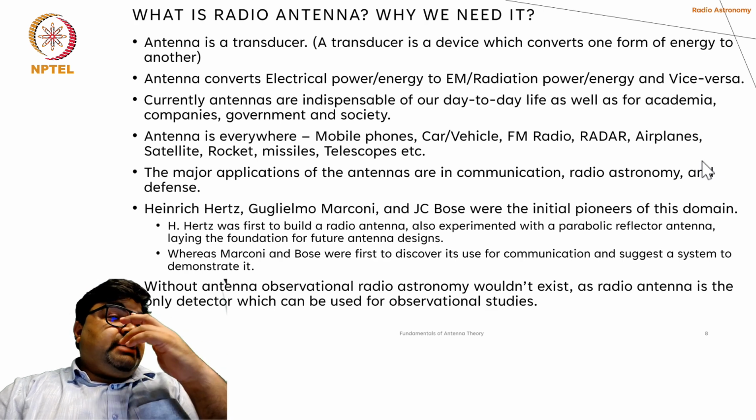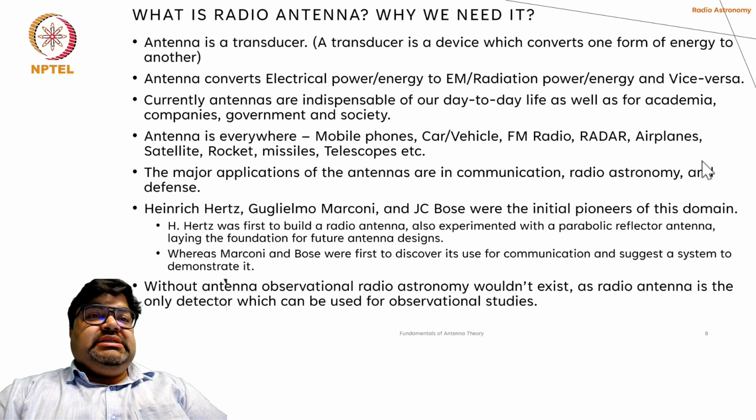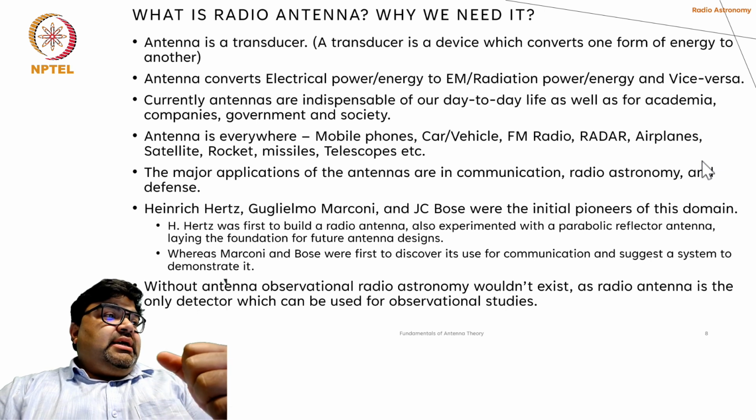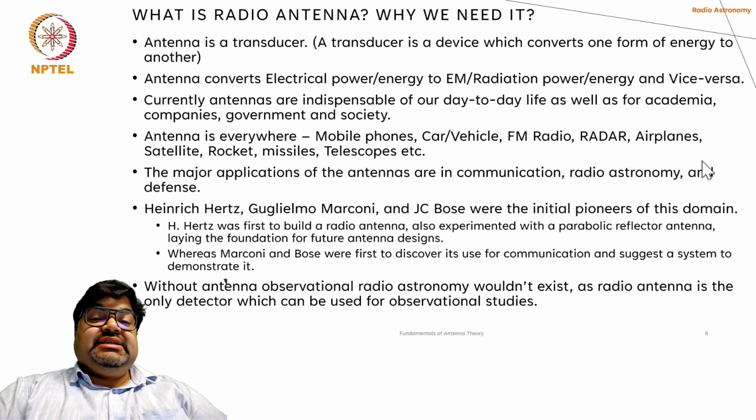So that's why the antenna is the most important receiving element for radio telescopes. Antennas are indispensable for day-to-day life, for academia, companies, government, and society. Apart from radio astronomy, antennas are everywhere: in mobile phones, in cars, vehicles, aircrafts, radars, FM radios, satellites, rockets, missiles, telescopes, etc.